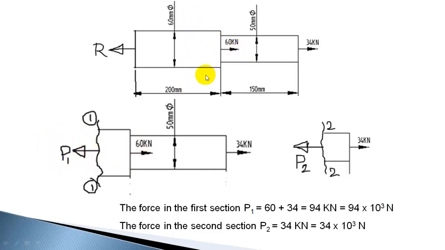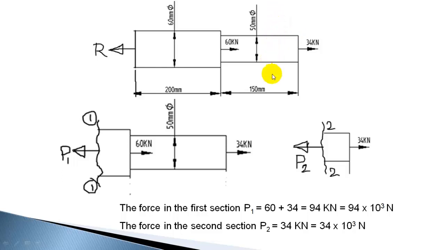Take a section plane here, add the forces on the right side. Okay, this is a section plane. Consider all forces on the right side of that section plane and add the forces by taking the force acting towards right as positive. So this is positive, this is positive. So 60 plus 34, 94. So when you are getting a 94 positive value, that means a pull is acting, or tensile force is acting. It is subjected to tensile force.